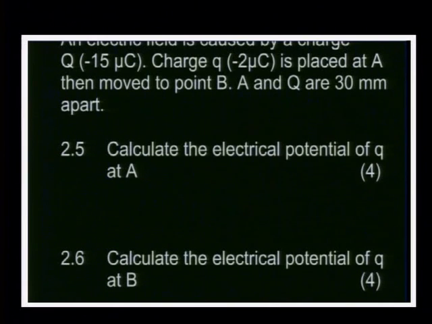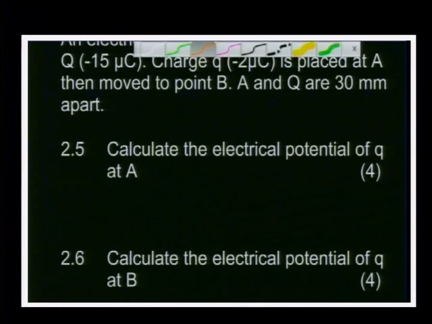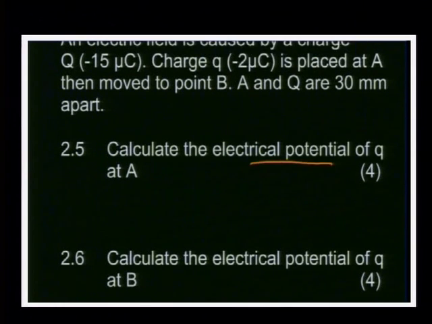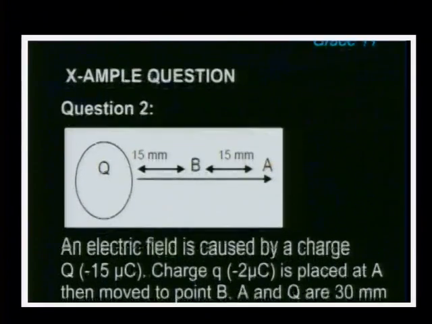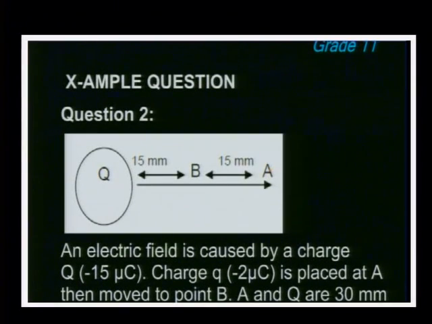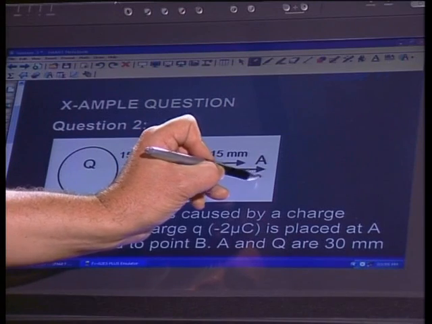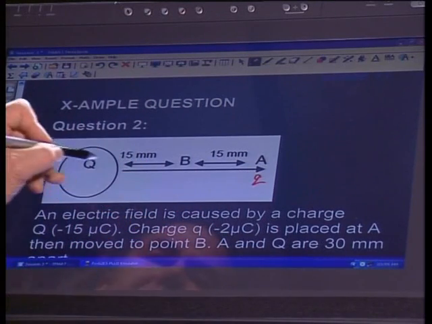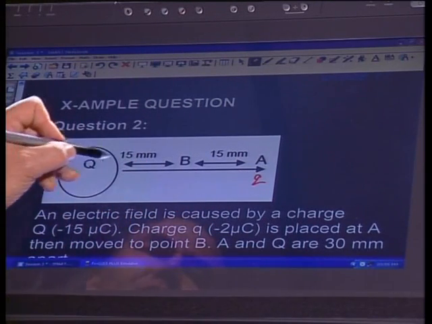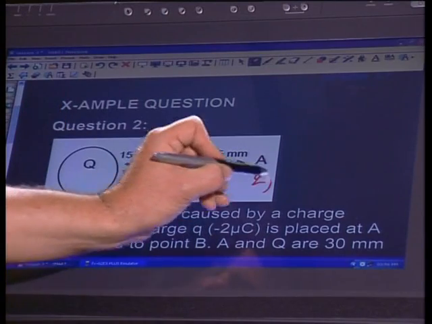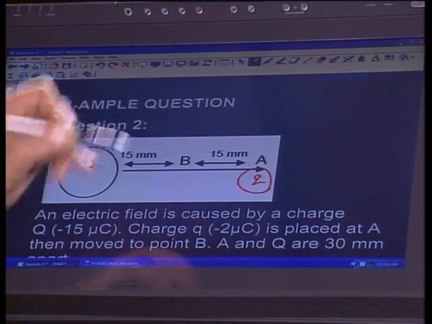Right, let's go and do question 2.5. Read what it says. Calculate the electrical potential of Q at A. If you refer back to the diagram, you will see that Q was that little charge, the test charge. And what we want to know is the electrical potential of Q at that position.